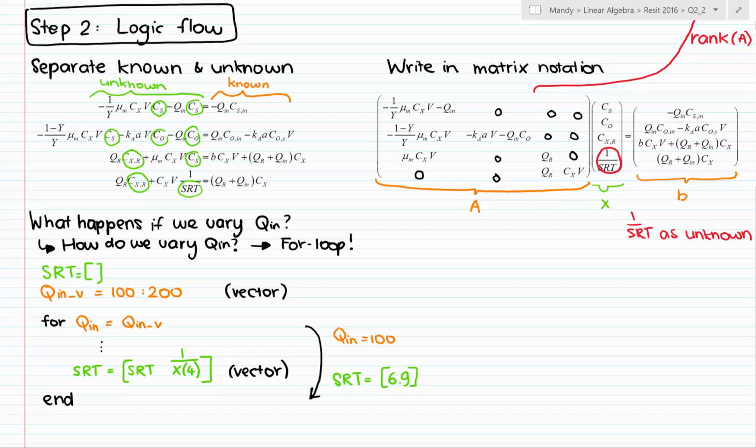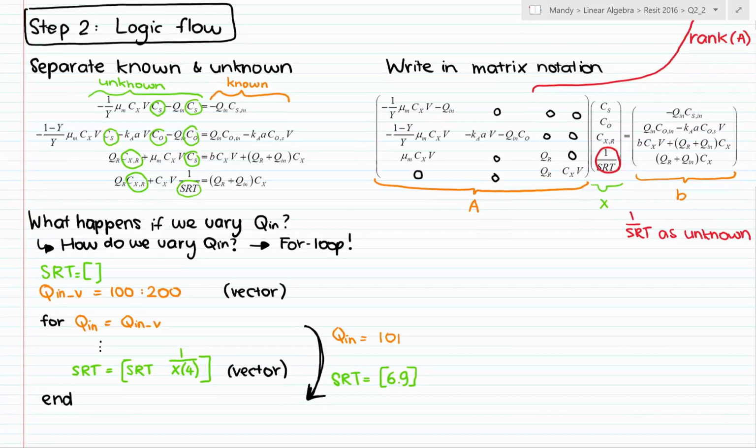In the second loop, Q in is 101. The calculated SRT value will be placed in the second column of the vector. This way the SRT vector will store all the values from the loop. Now we can plot the vector of Q in values to the vector of SRT values.